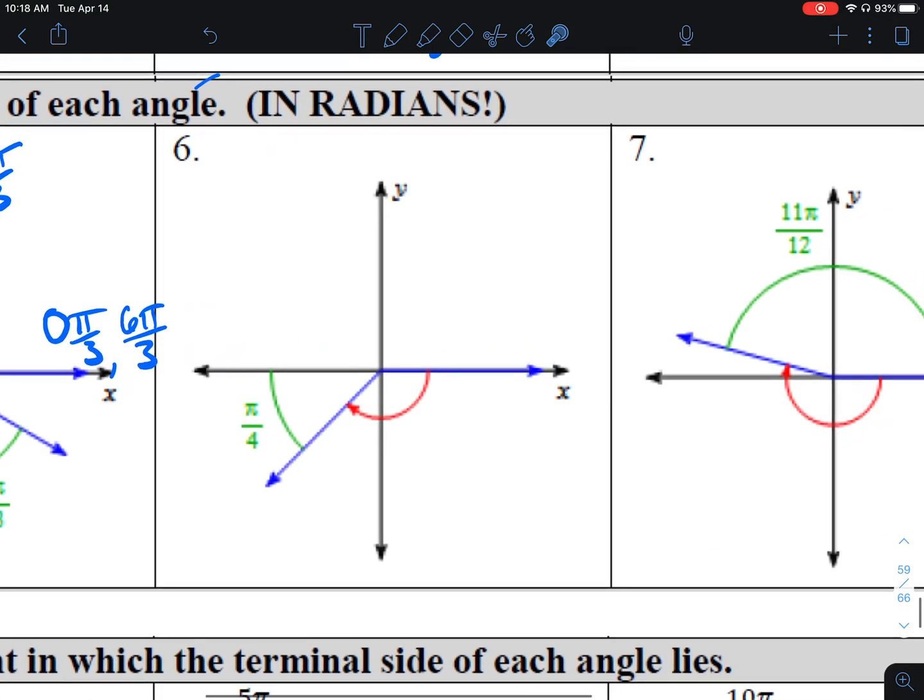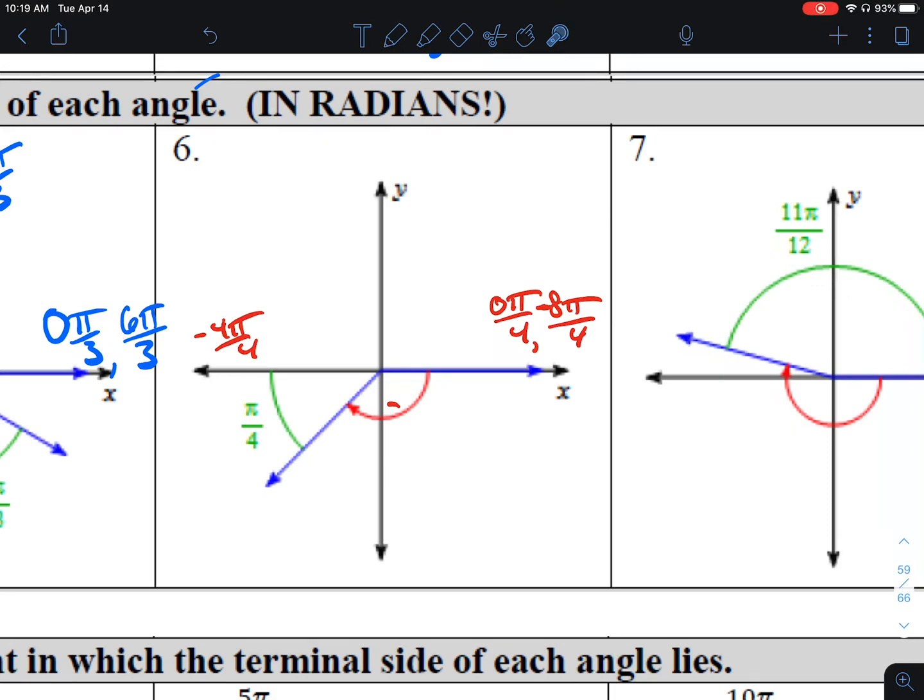Number 6, since I see this fraction over 4, I would suggest strongly that we mark our quadrantal angles by pi over 4s. And since this angle is going in the negative direction, we will do this in the negative direction. We get 0 pi over 4. Complete revolution is 2 pi. And the negative direction is negative 8 pi over 4. Halfway around is negative 4 pi over 4.